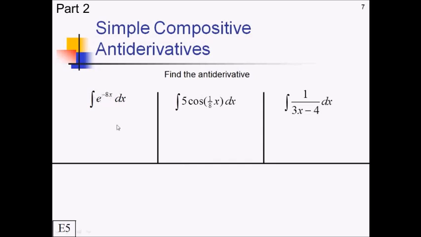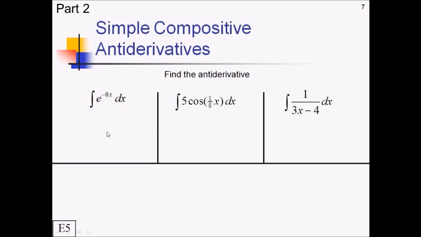So for this one, we know that e is its own antiderivative and derivative. If we were taking the derivative of e to the negative 8x, that would cause you to write e to the negative 8x, and then you'd have to multiply by, using the chain rule, a tail of negative 8.